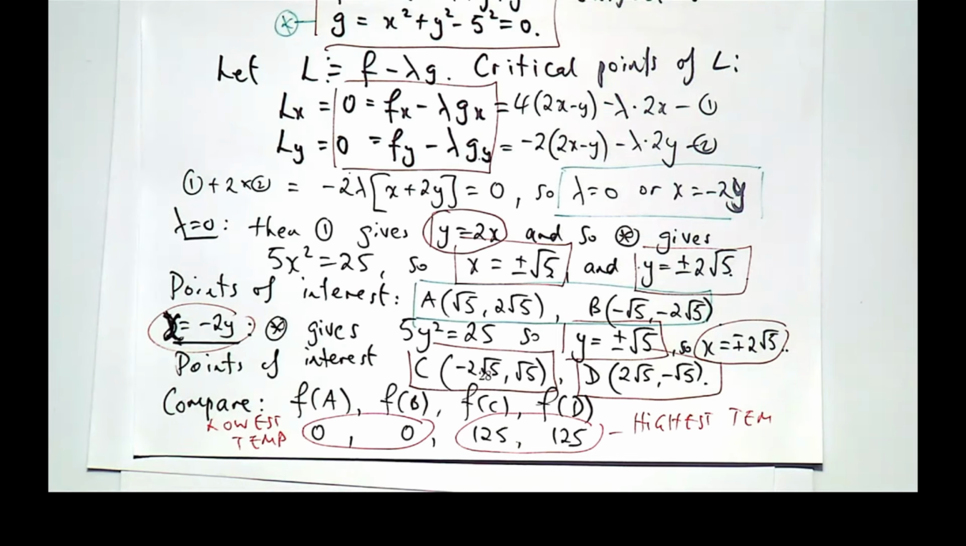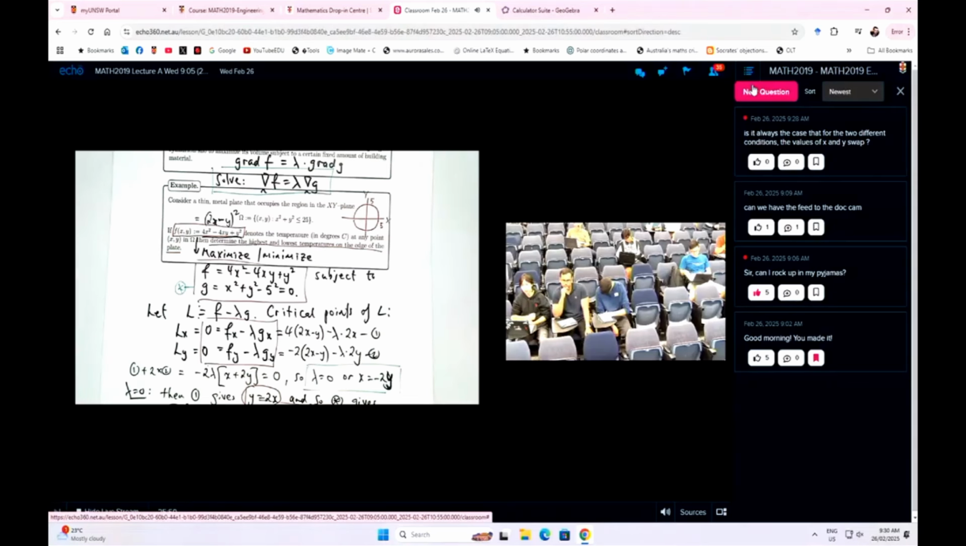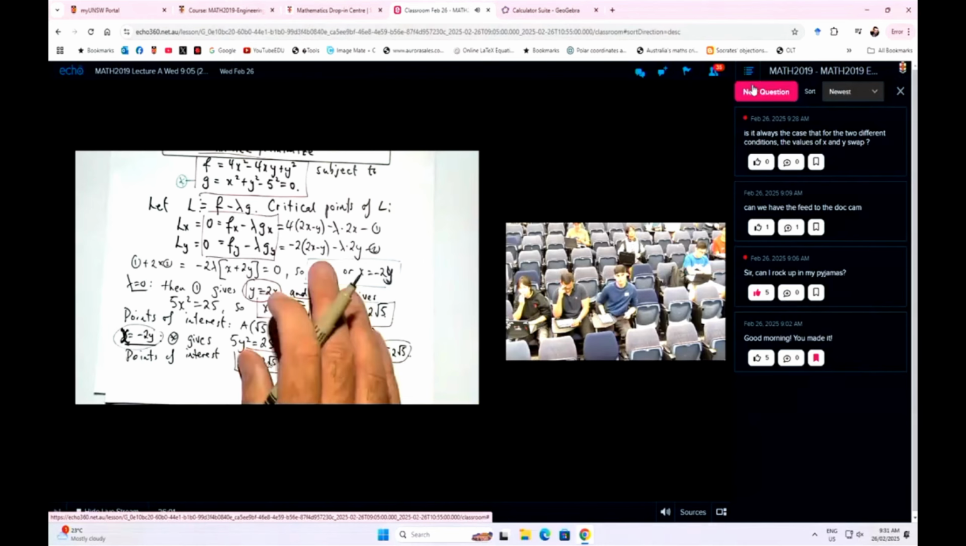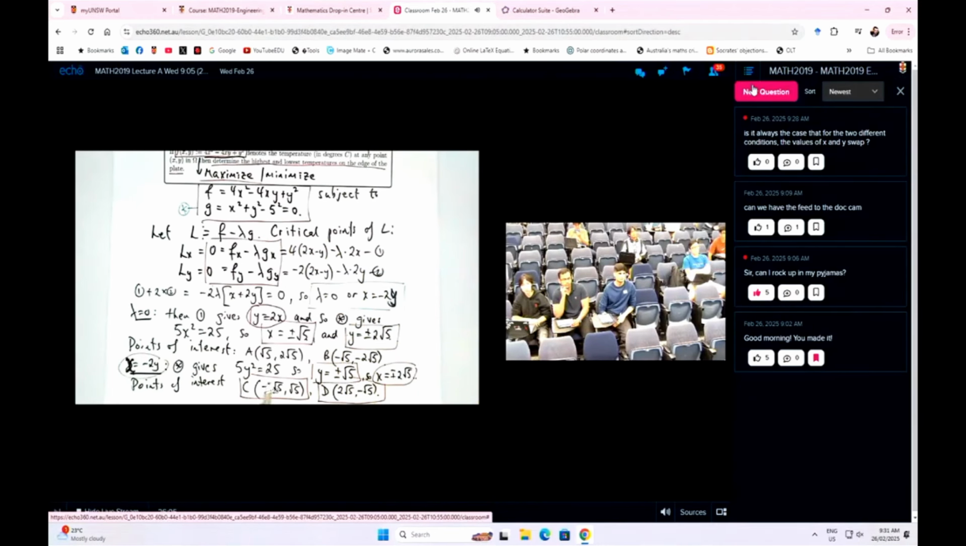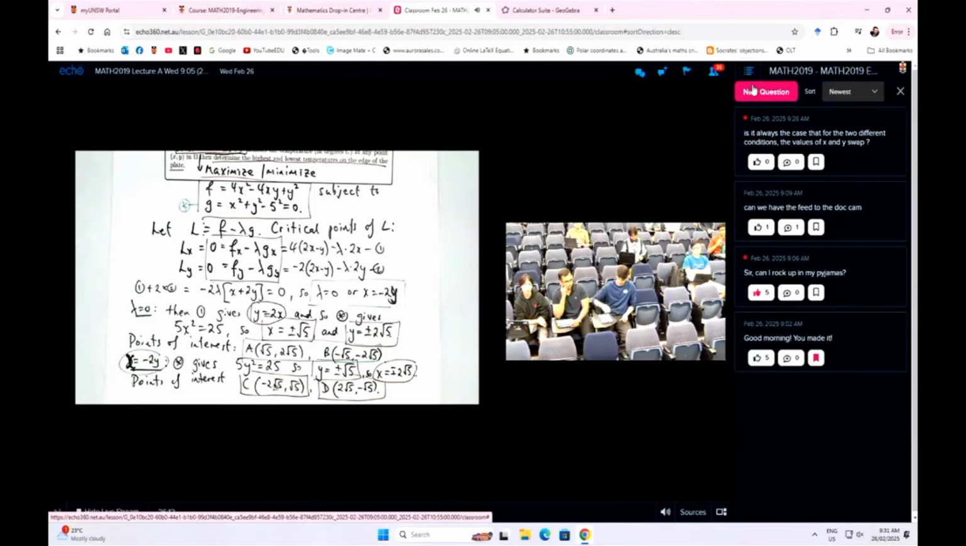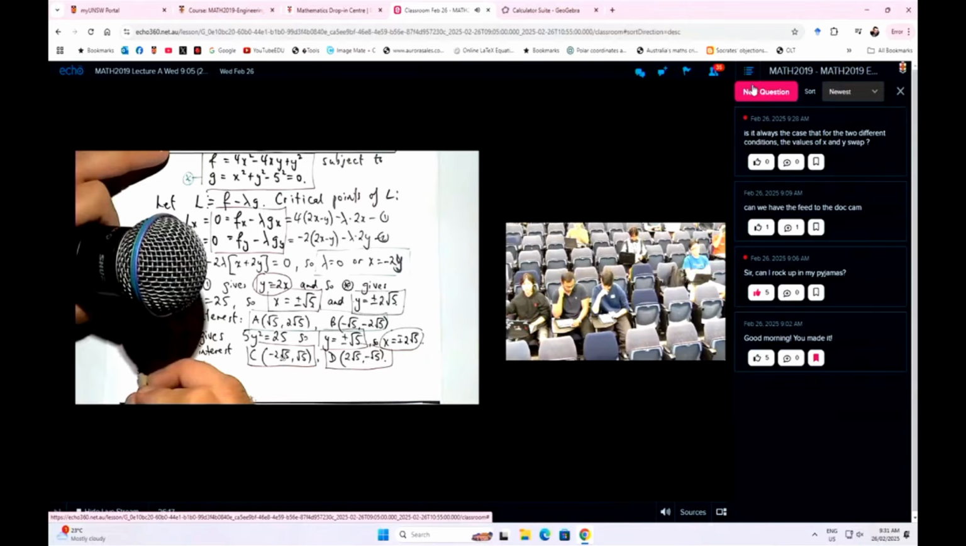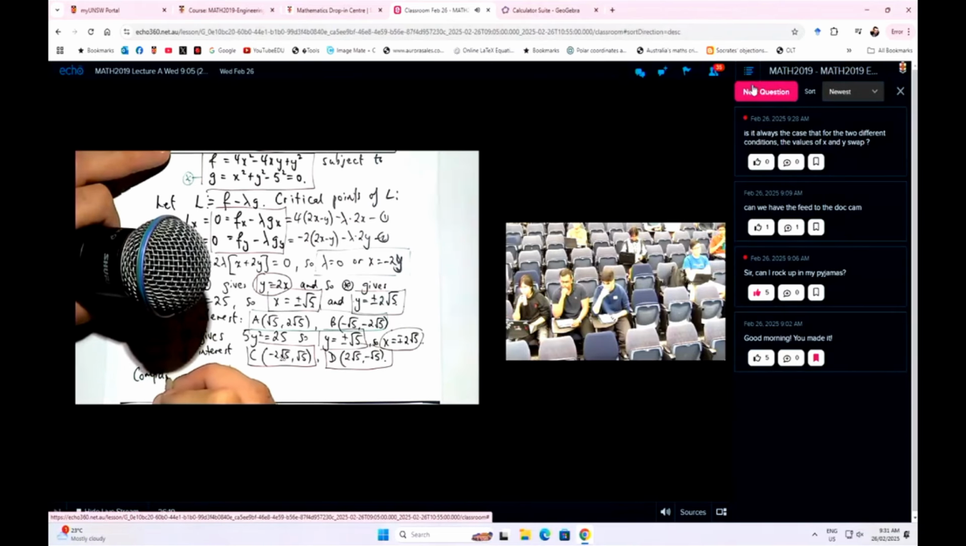Let me just put this up from home. Is it always the case that for the 2 different conditions, the values of x and y swap? No, it's not always. There's no hard and fast way to solve these Lagrangian problems, right? So you need to be a little bit strategic. You just need to try stuff. I'll do a range of stuff, but the more problems you do, the better you will get at solving them.